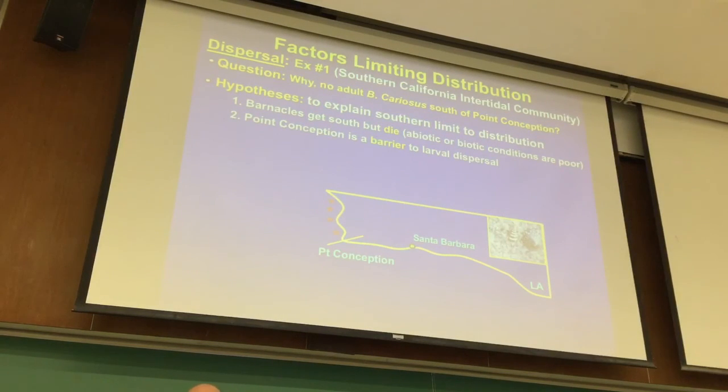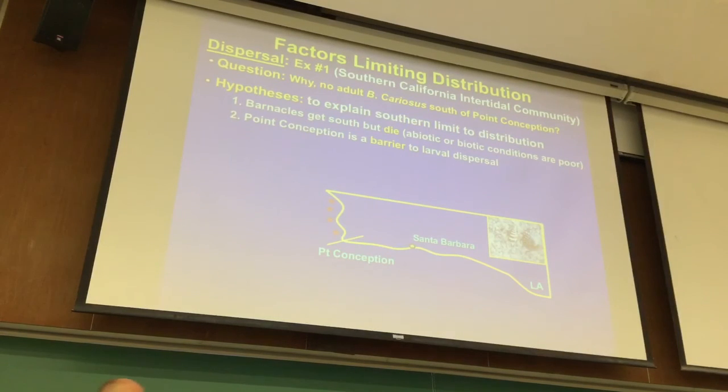So the abiotic or the biotic conditions are poor and do not allow them successful survival or reproduction. Or there's something about Point Conception that might act as a barrier. Now, I don't see that myself because I'm a human being, and it looks like the water's completely contiguous. Why not just wrap right around Point Conception and come on in? I don't see any real physical barrier, but I'm not a barnacle.